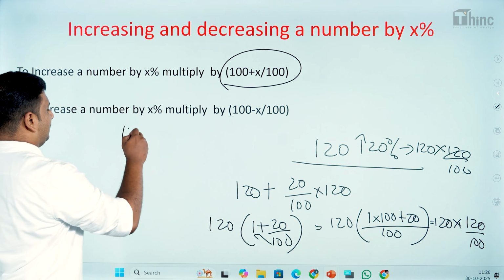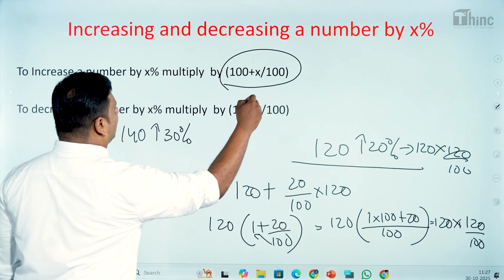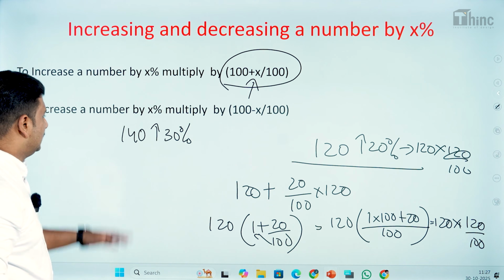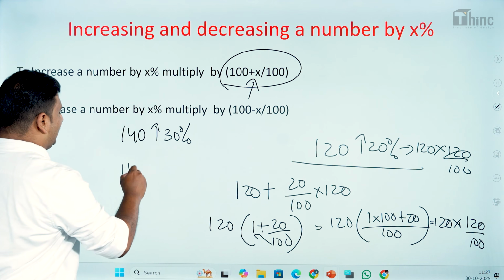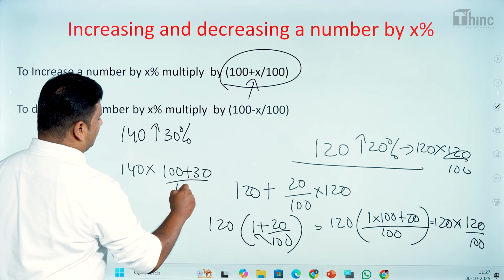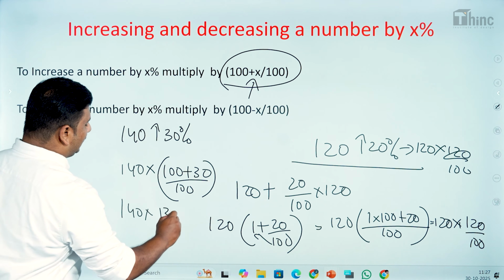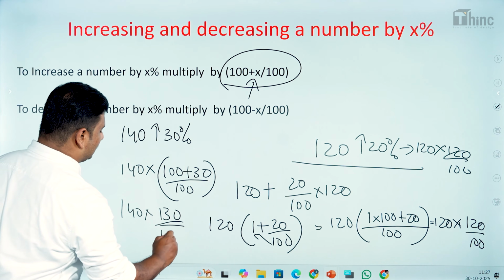Okay, let me just give you another example. Let's say I need to increase 140 by 30 percentage. So to increase a number by x percentage, we'll multiply it with 100 plus x by 100, right? To increase 140 by 30 percentage, all you need to do is just multiply it with 100 plus 30 by 100, which is 130 by 100. So we can simply increase numbers really fast using this technique.